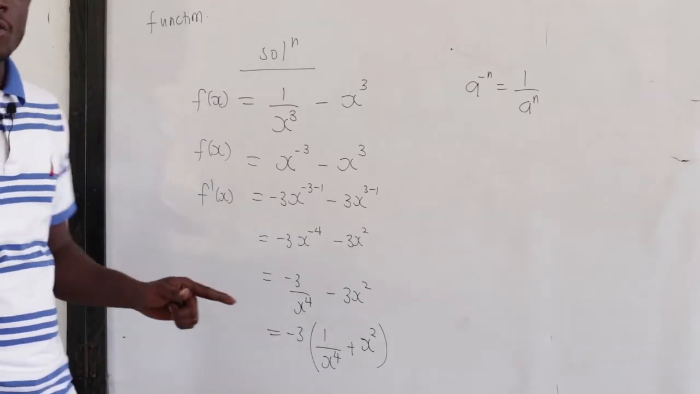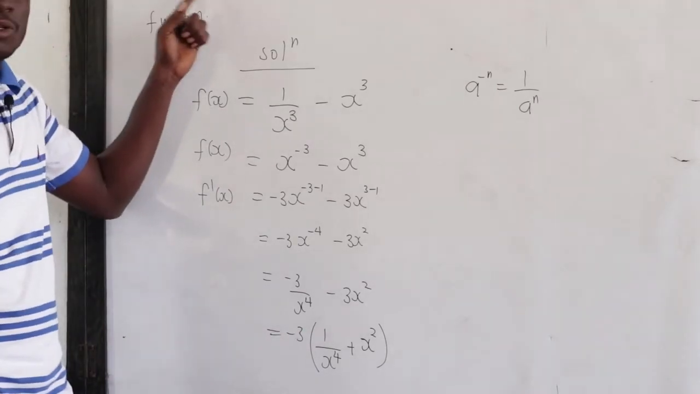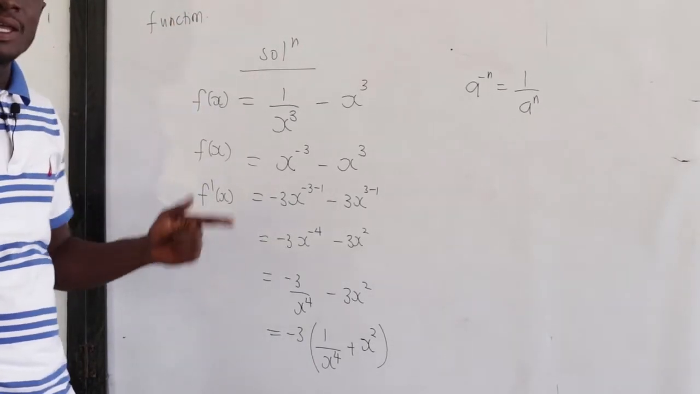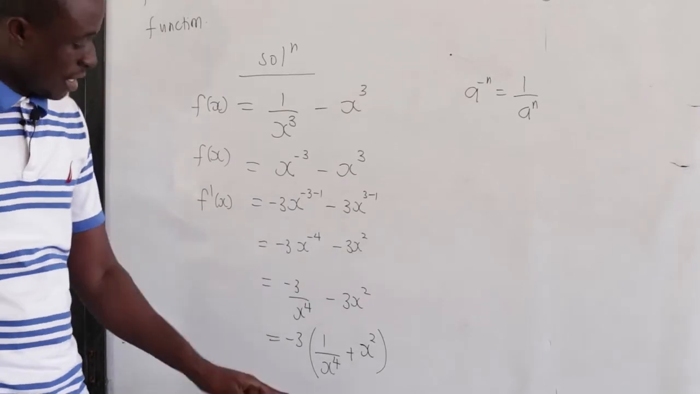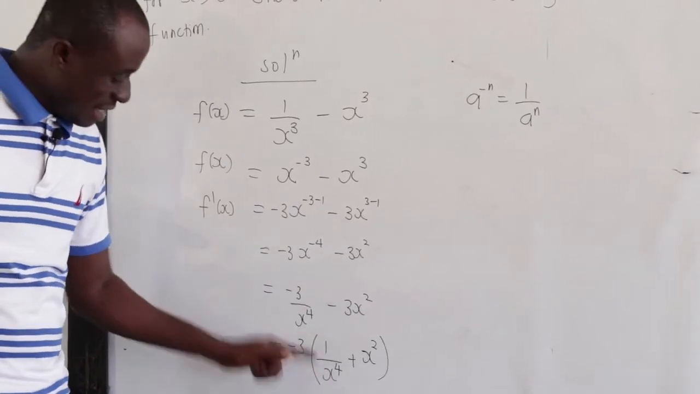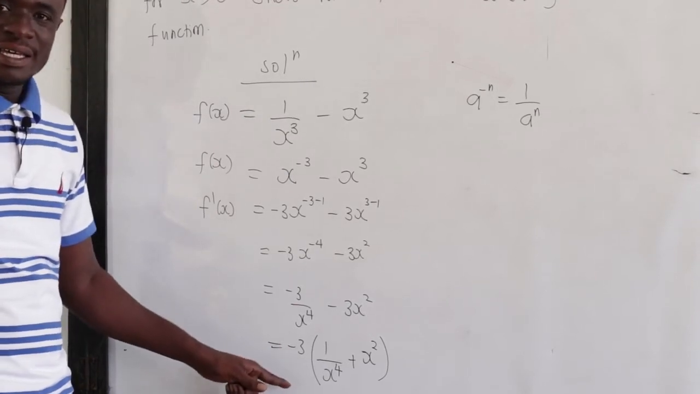Now, we are being given a condition that x is greater than 0. So we can't choose when x is 0, but you can choose when x is 1. And for any value of x, when we put it in, this will give us negative.